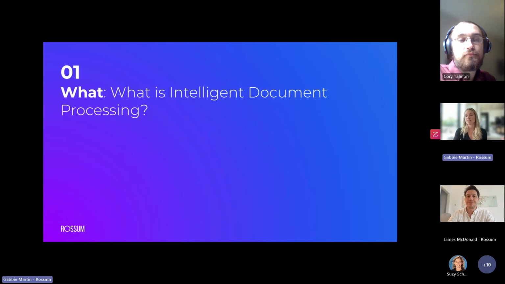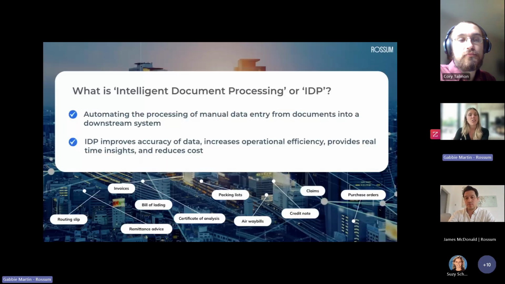So, what is Intelligent Document Processing, or IDP? If you think about it, every business is receiving and generating and sending endless amounts of documents every single day. Invoices, bills, claims, credit notes, receipts. IDP is the act of automating the manual processing of documents and moving the information into a downstream system, such as NetSuite, for example.